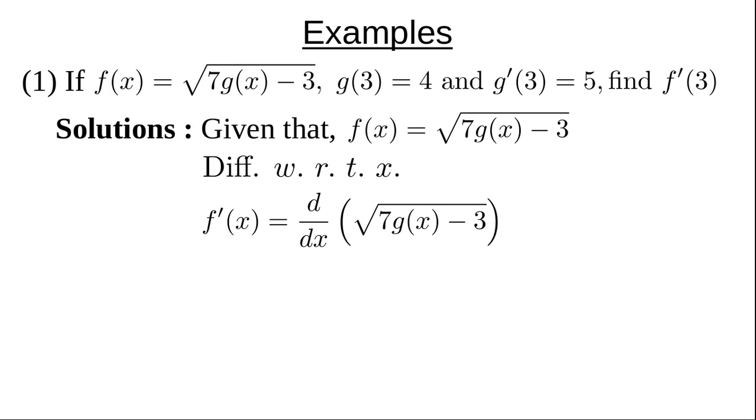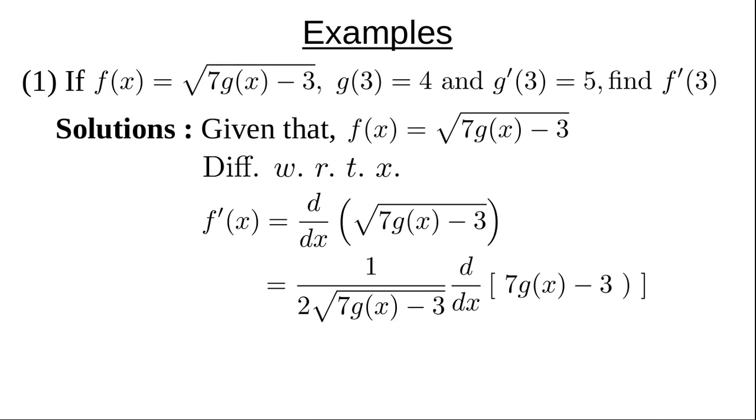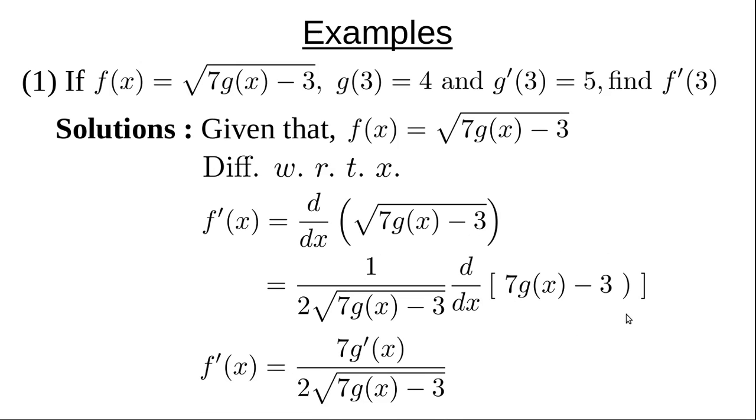Here this is a composite function because the outermost function is root and the inner function is 7 times g of x minus 3. Here it is something like square root of u, and the derivative is 1 upon 2 root u into d by dx of what you thought as u, that is 7 times g of x minus 3. Its derivative is here. So we get f dash of x equal to 7 times g dash of x upon 2 into root of 7 times g of x minus 3.